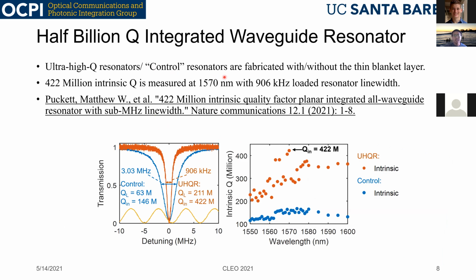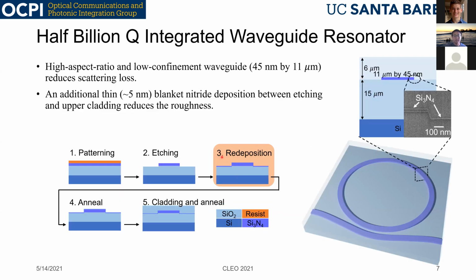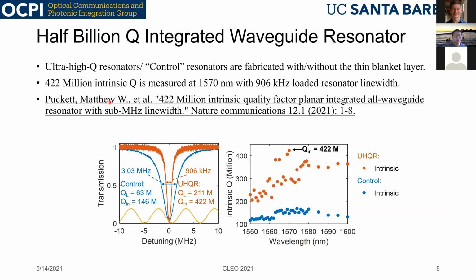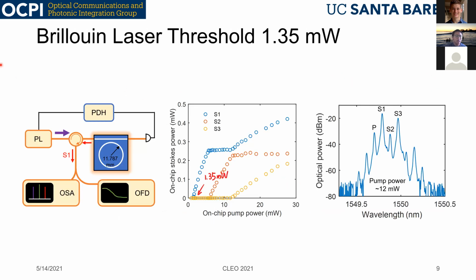So we fabricated two sets of resonators, first with the thin blanket layer, and the second set without the thin blanket layer, to see if this thin blanket layer in step 3 really works for us. And we measured a significant difference in Qs and line width between these two sets of resonators, proving that this thin blanket layer is indeed at work, reducing the surface roughness scattering loss. For more on loss and Q and details of this resonator, please see our recent Nature Communications publication. And then let's hop into Brillouin laser emission.